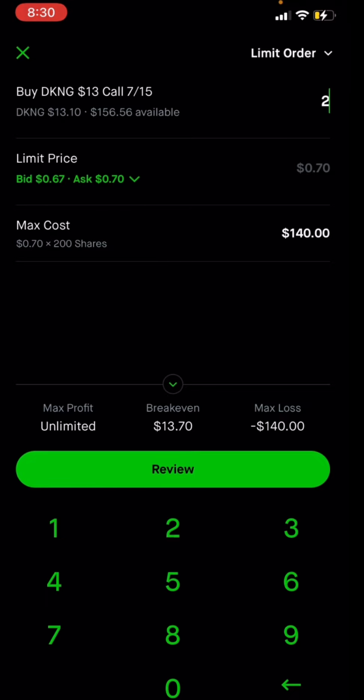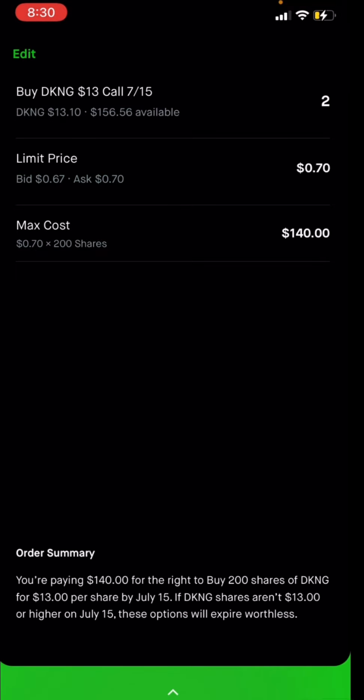So once I'm ready to go and continue, I click review, right? So this is kind of like the receipt right here. This is saying, okay, you're buying two options, 70 cents a share to rent out, and you're getting 200 of those shares, which will be a total of $140. From there, you swipe up to submit, and then you'll be in your option. That's simple, guys. That easy.